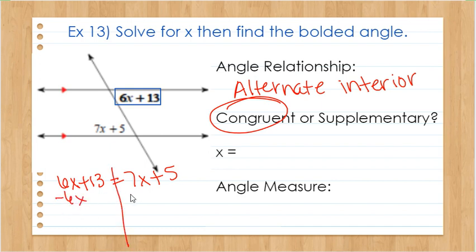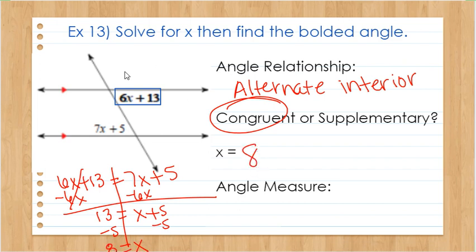You're going to subtract 6x from both sides. So we get 13 equals x plus 5, subtract 5. So x equals 8. Then we're going to plug that 8 in right here. So it'll be 6 times 8 plus 13. So that's 48 plus 13, and I get 61. How'd you do? 61 degrees is the angle measure of the bolded. 8 was the value of x.